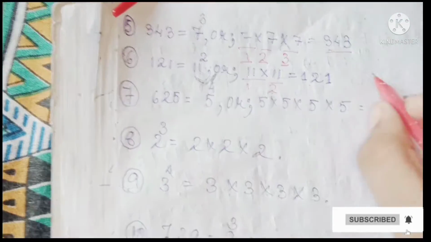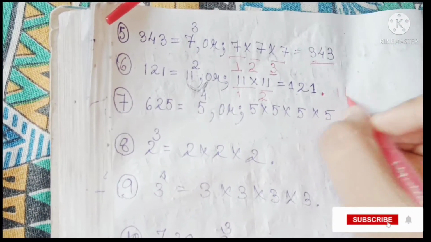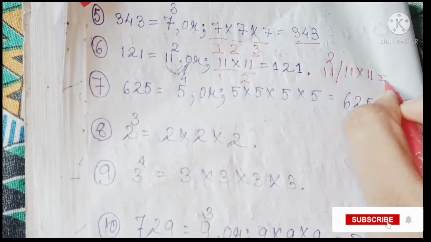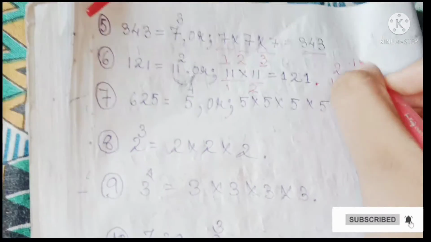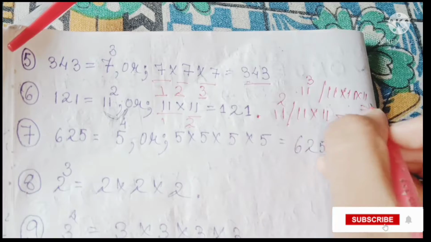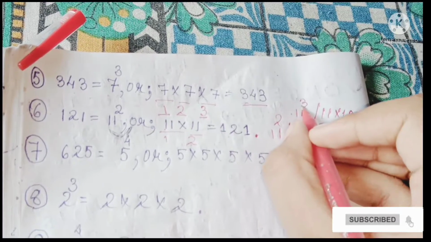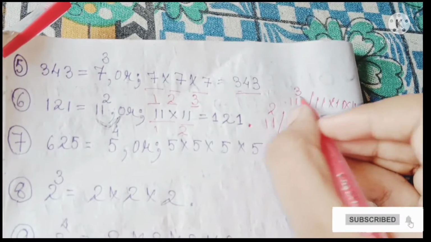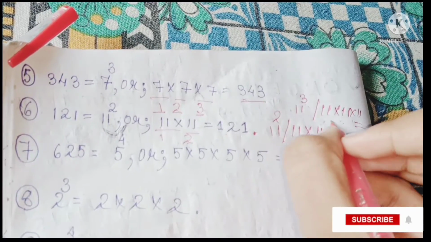Also you have noted that 11 square and 11 into 11 are the same. Also 11 cube and 11 into 11 into 11 are the same, because 11 into 11 into 11 gives us 11 cube. The number of times we multiply 11 gives us our power, that is, how many times we have multiplied that number.